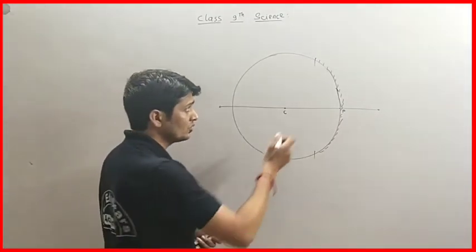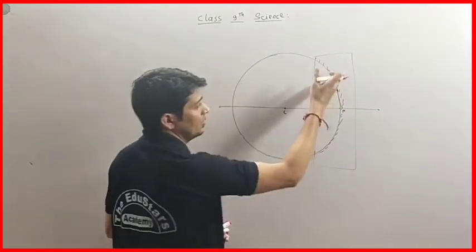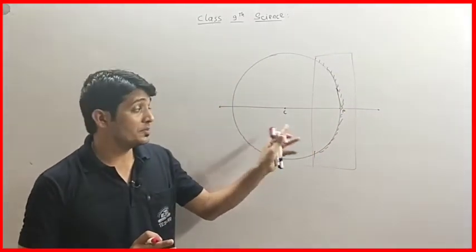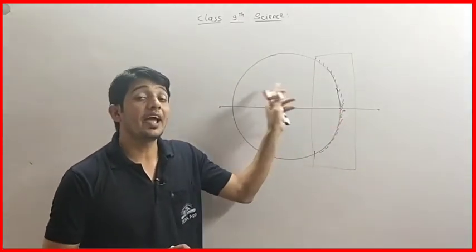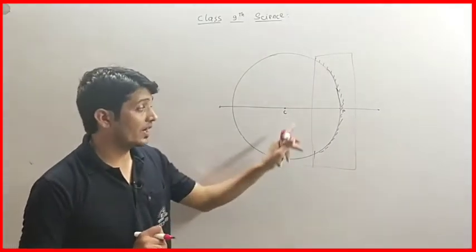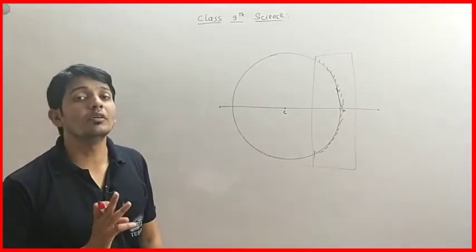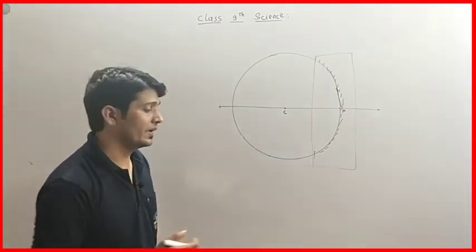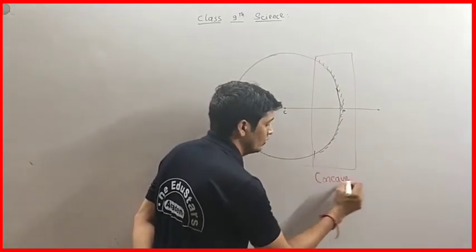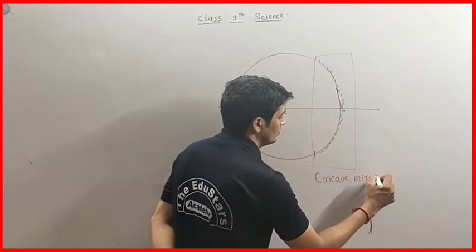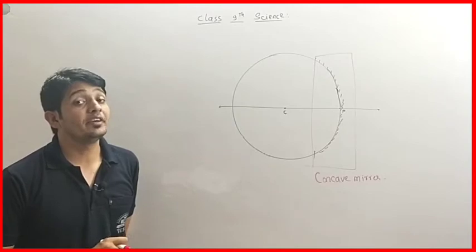Okay, so suppose this is the mirror. This is the mirror now. Which mirror? The spherical mirror. Here the inner side acts as a reflecting surface. That's why this mirror is called a concave mirror. So it is a concave mirror, so we have to write concave mirror. The definition of concave mirror we have already understood in our previous lecture.